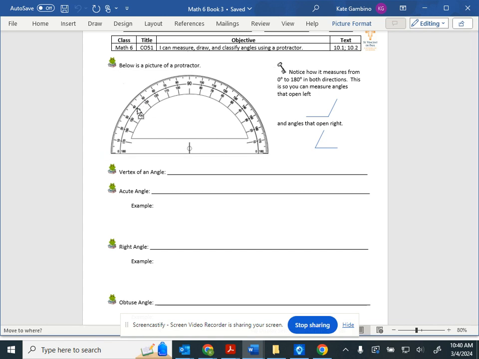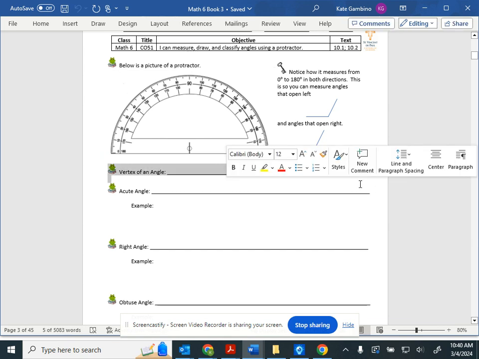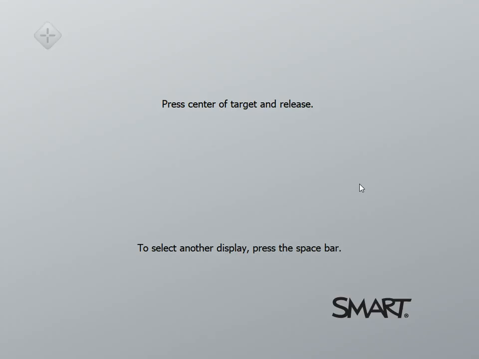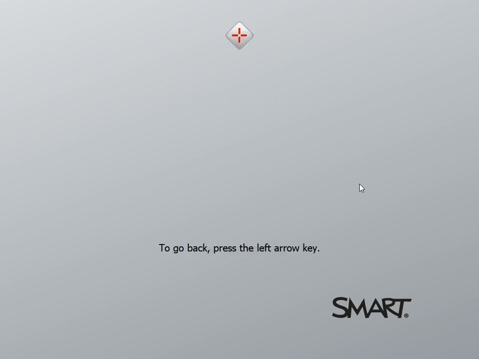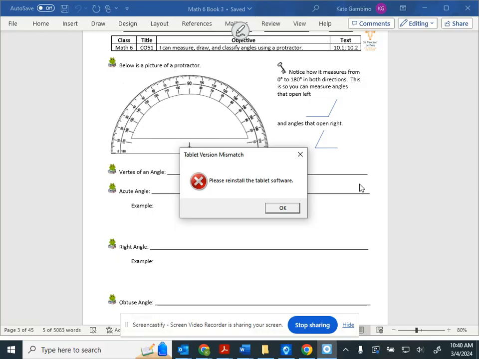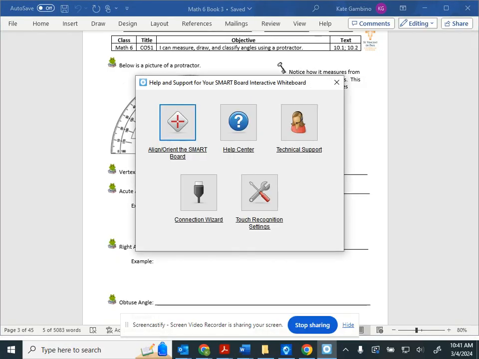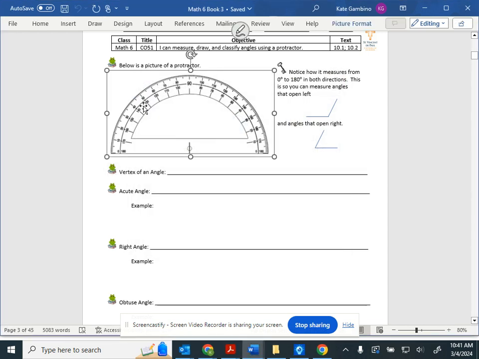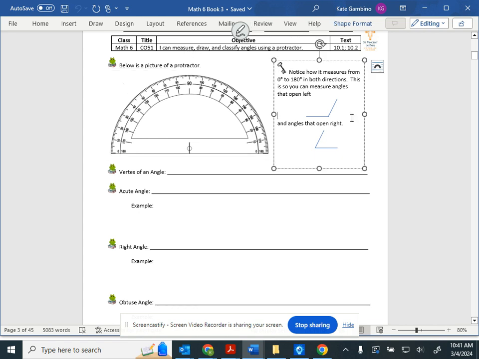Not sure why my pen is not working. I love Mondays. So do I. Oh, goodness. Yep, not sure why. Let me see if I recalibrate, if that helps. Okay, let's see if now it'll work. So this, oh, we have too many boxes.